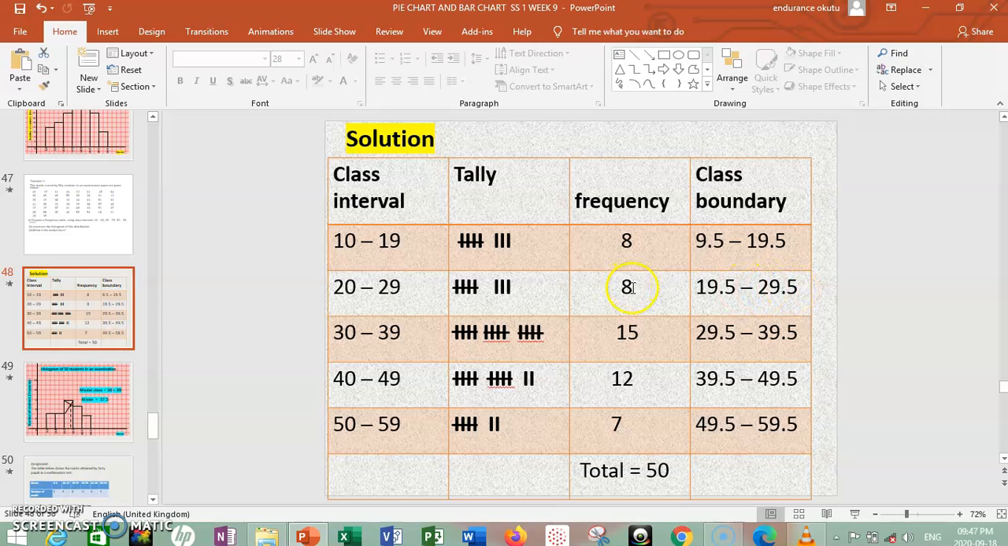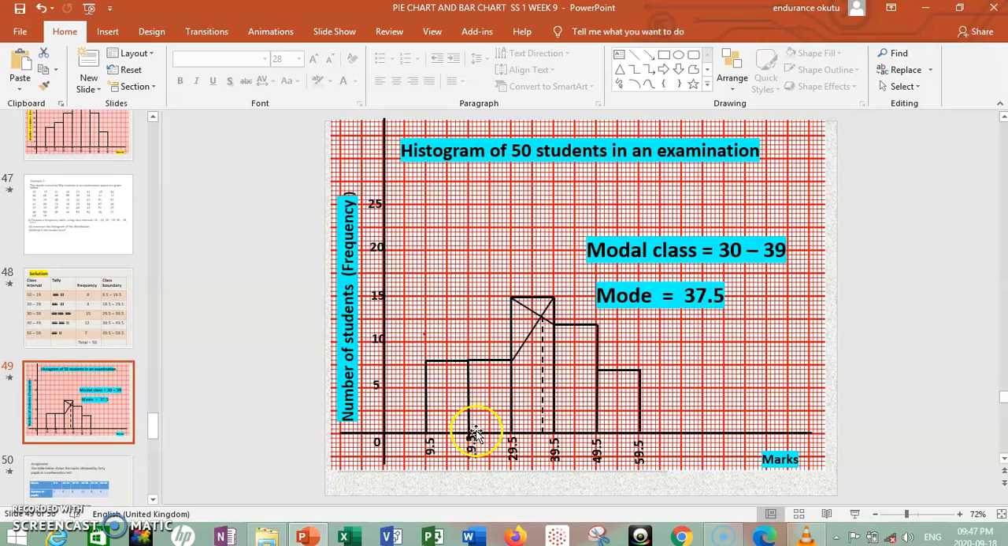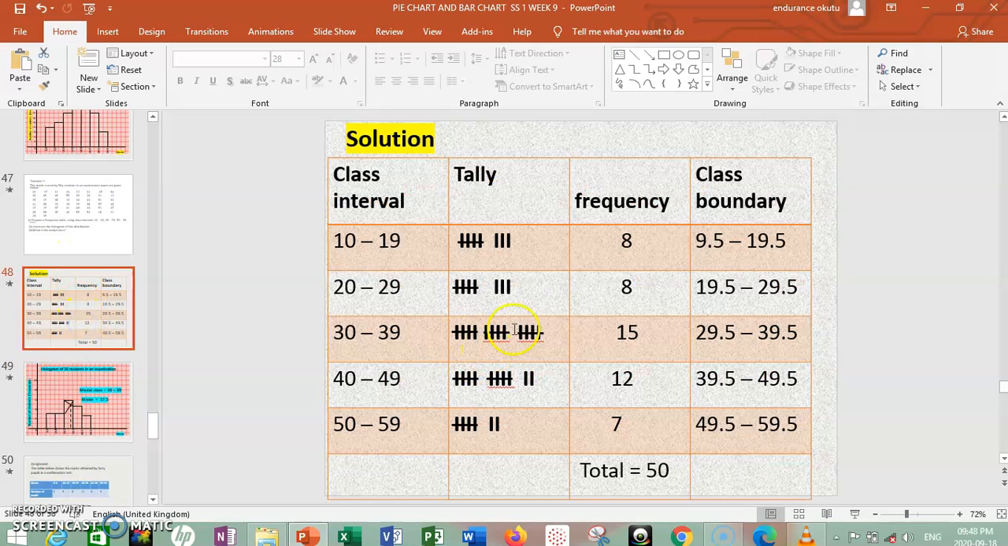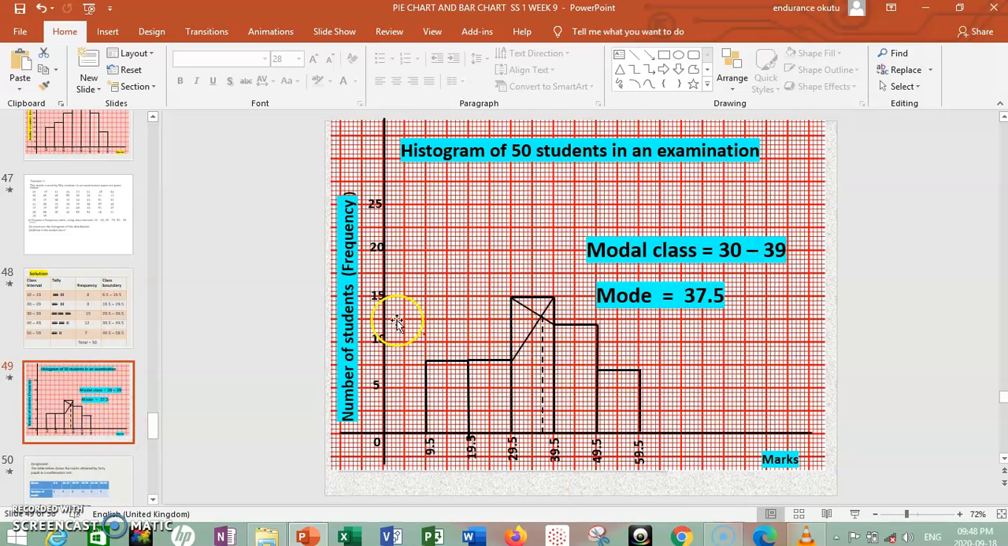The second one, 19.5 to 29.5, is also 8. So they are the same. The next one, 29.5 to 39.5, is 15. You come to the graph. That's why you have 15 here. You can see that. Now, that's what you do for the others. So we are able to represent the graph.